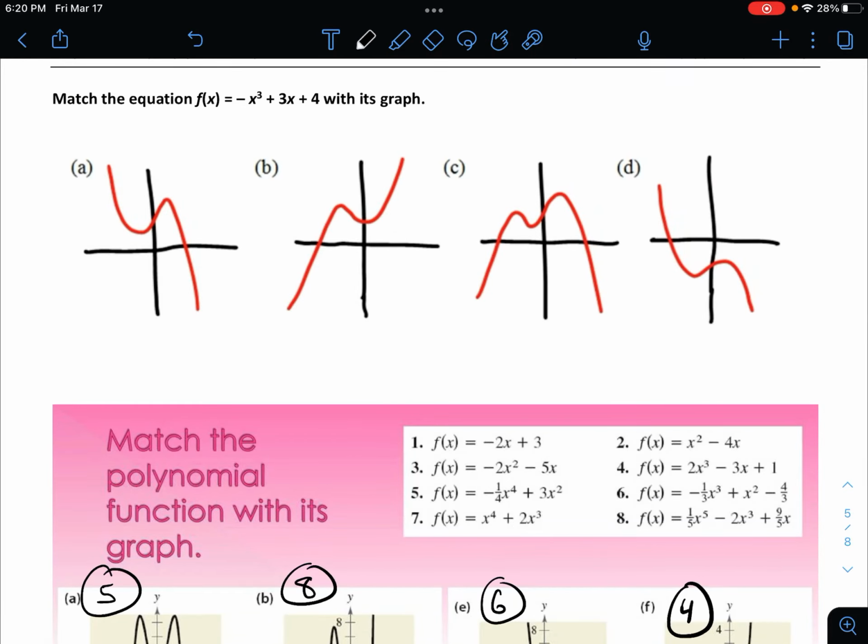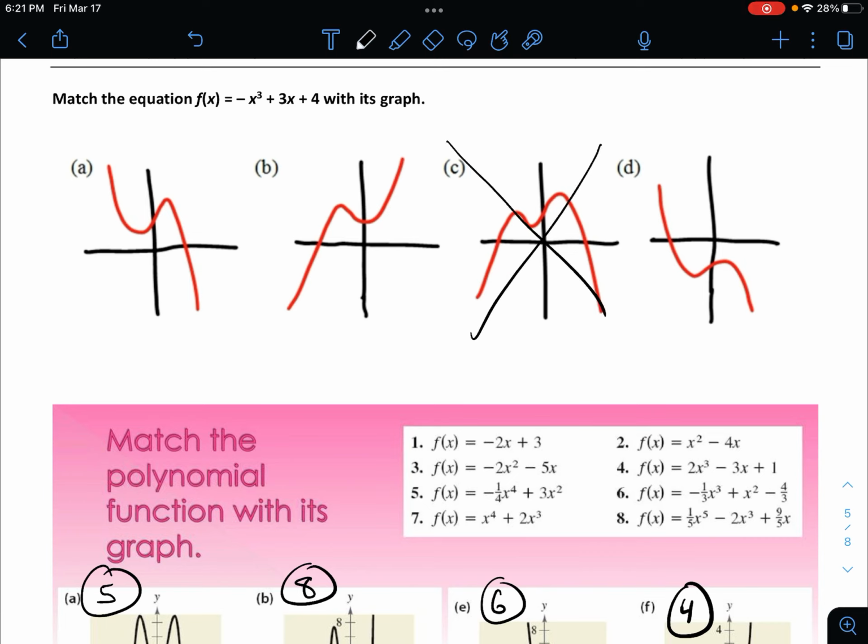For this problem, we're trying to match this function with its graph. And if we look at the function, the big thing we have to pay attention to is this leading coefficient. So I see that a is equal to -1. And we also care about it being an odd degree, right? 3 is an odd number. So I know immediately that it cannot be C, right?